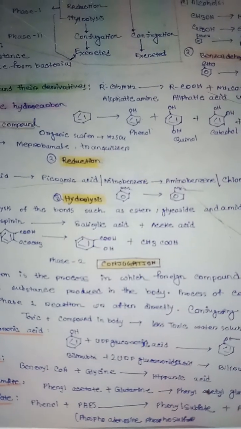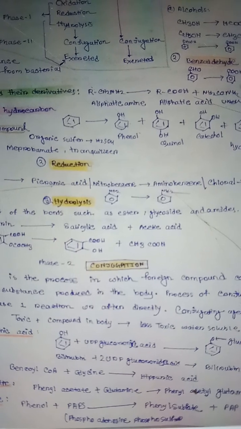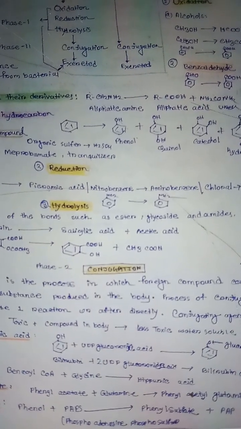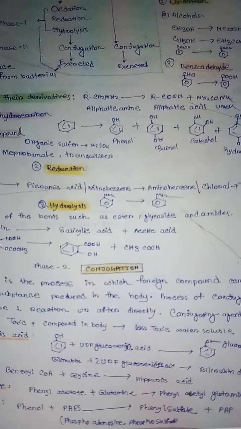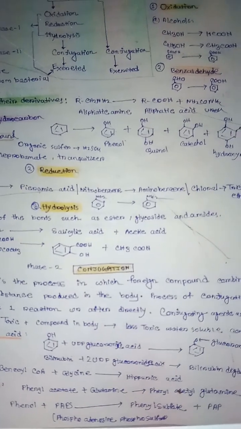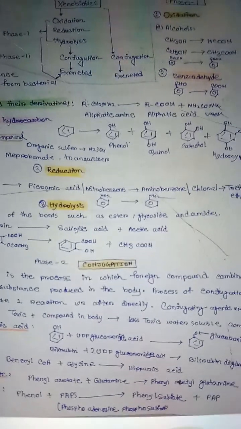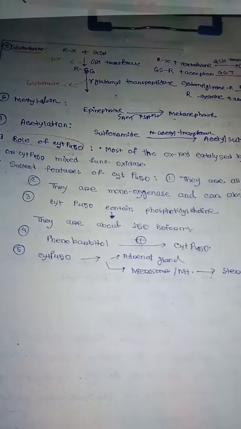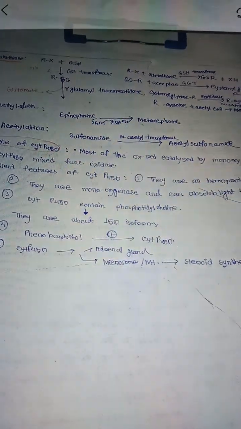It becomes phenyl sulfate plus PAP. Okay, so PAPS is for sulfate. Phenol plus PAPS equals phenyl sulfate plus PAP. Then you have methylation. Epinephrine becomes metanephrine, SAM becomes SAH. Acetylation reaction: sulfonamide becomes acetyl sulfonamide in the presence of N-acetyl transferase.